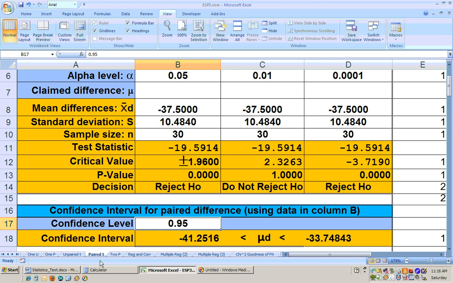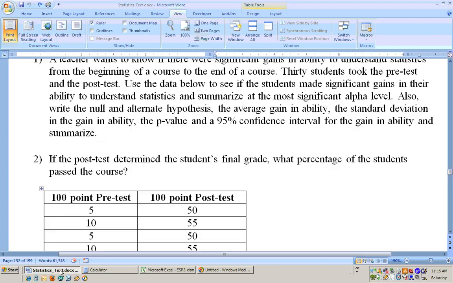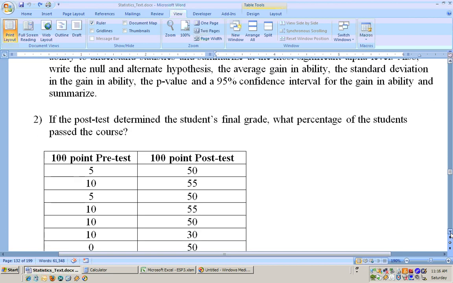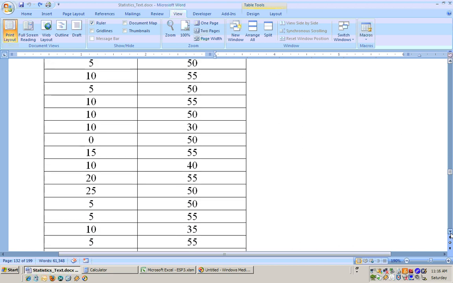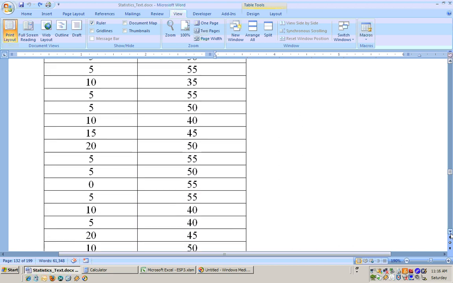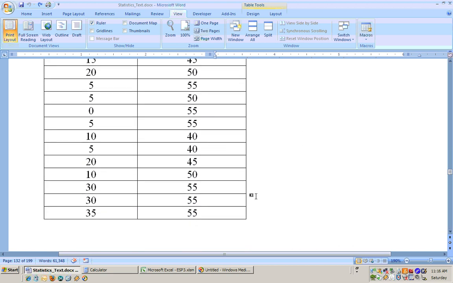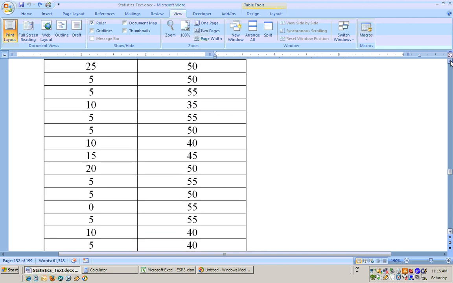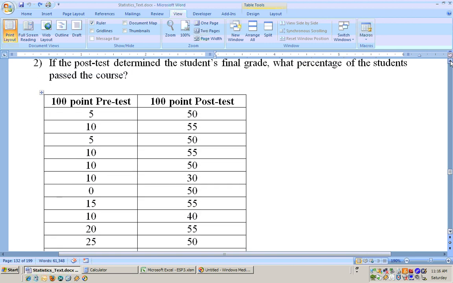And notice that there were significant gains, even though if you wanted to see how many people pass this course, this is just a theoretical course, but notice nobody had a higher score than 55 on this. So you can have significant gains, yet nobody passed the course. So that's what question 2 was about. So we'll stop it right there.